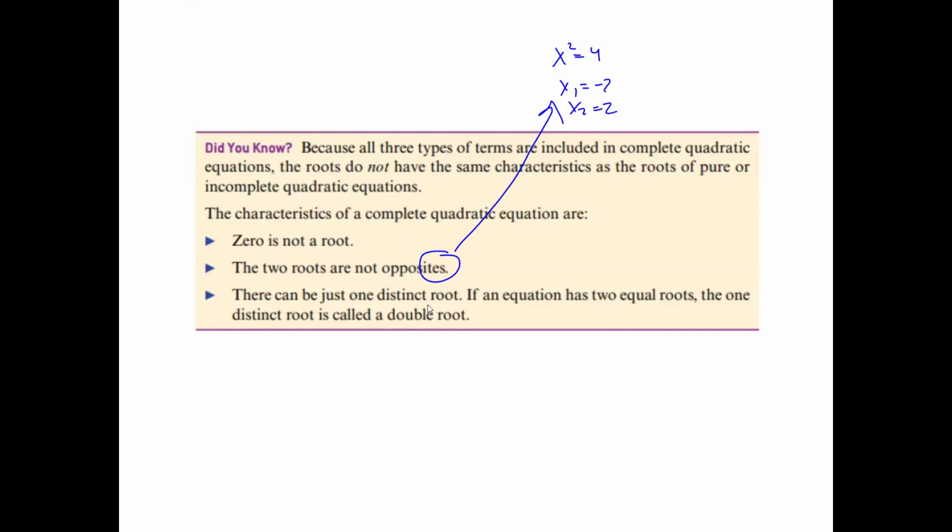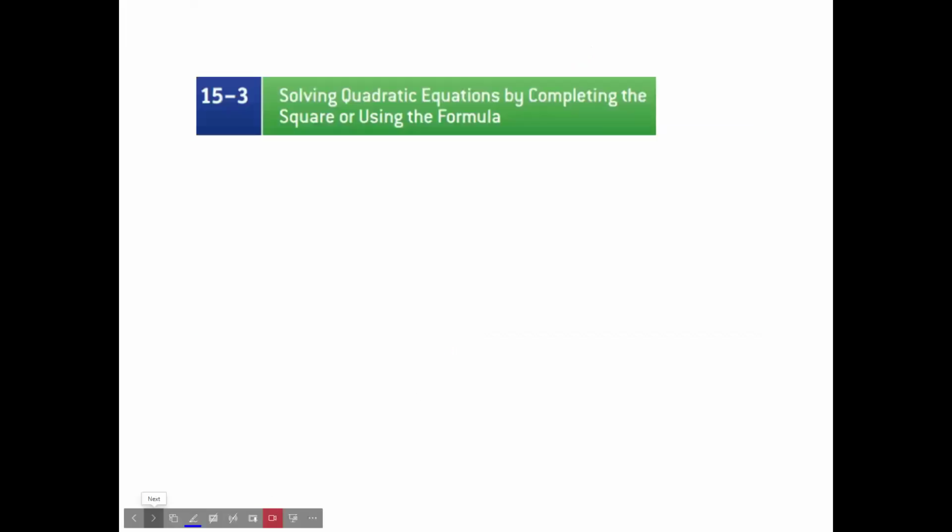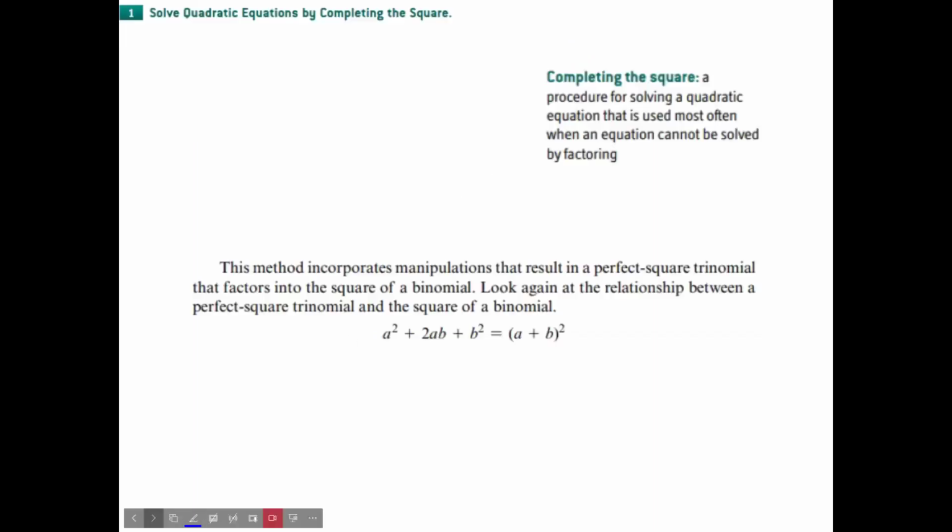So there can be just one distinct root. If an equation has two equal roots, the one distinct root is called the double root. So remember I showed you the technique with D. When D is 0, two roots are the same. It's a double root. Okay. Solving a quadratic equation by completing the square or using the formula. Well, this one is interesting. So what is completing the square?